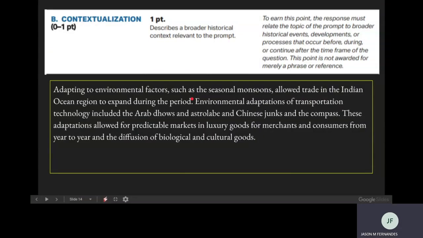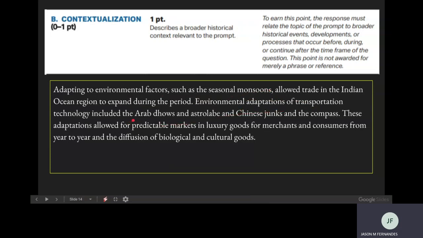So if we're to use this as our context for a DBQ, we're talking about adapting to environmental factors, right? The seasonal monsoons. So what does this do? This allows trade in the Indian Ocean to expand, right? You can ride these winds now, okay? But you have to adapt to these winds. So this is where technology is going to play a role, right? So you figured the winds out. Now how do you adapt to these things?